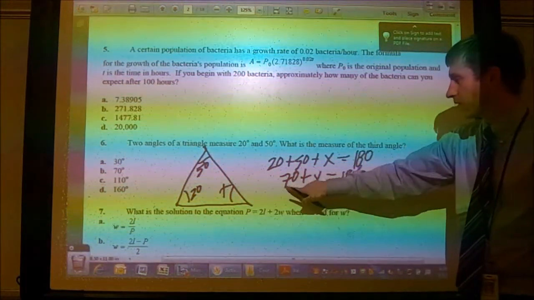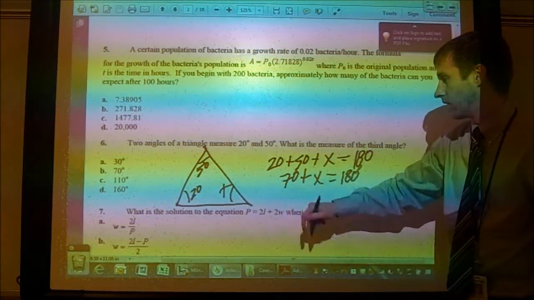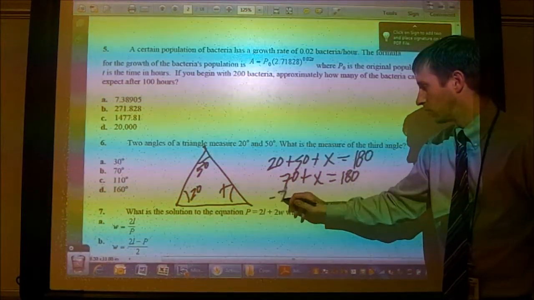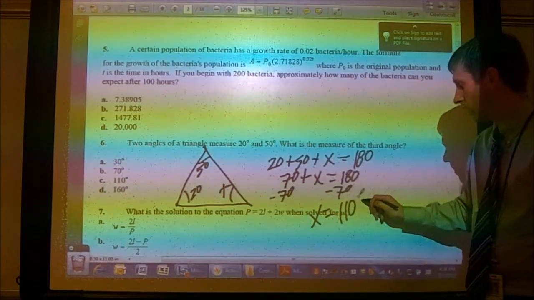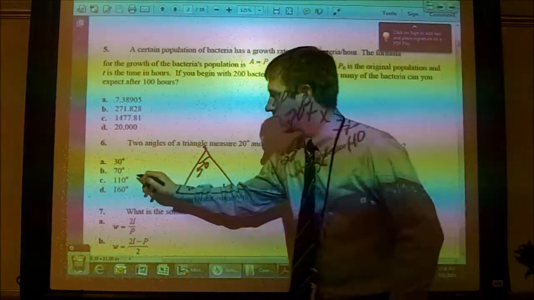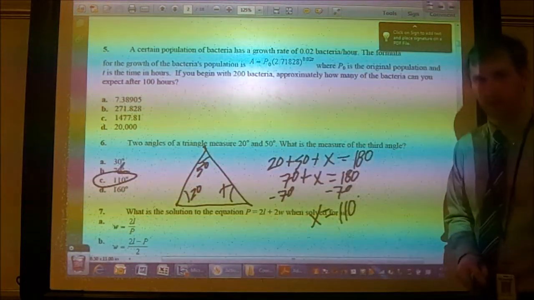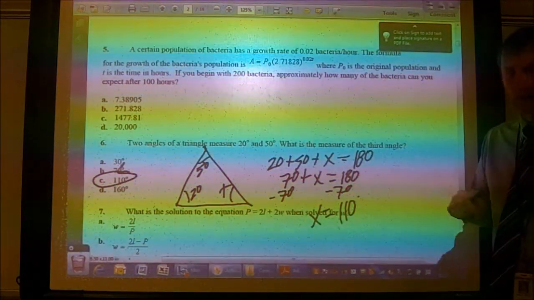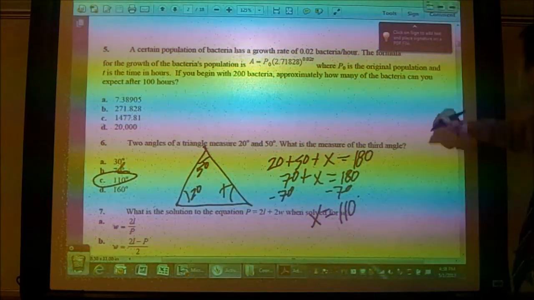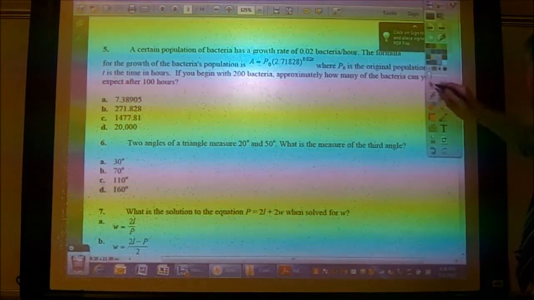I want to get the x by itself, so I want to get rid of the 70 over here. To get rid of the 70, it's positive, so I'm going to subtract 70 from both sides. X equals 110, right? 110 degrees, that's my C. The important part was to remember that the angles add up to 180, set up your equation, and solve. Hopefully we can knock that one out.